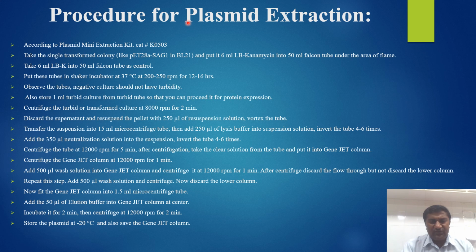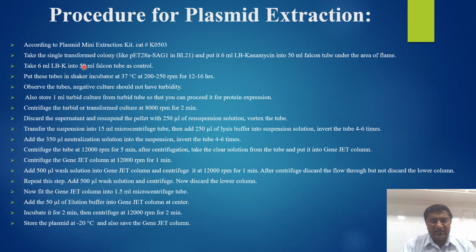So what is the procedure for the plasmid extraction? According to the plasmid mini extraction kit, catalog number 0503, take a single transformed colony, like pET28a SAG1 in BL21, and put it into 6 ml LB kanamycin broth in a 50 ml Falcon tube under the area of flame. Take 6 ml LB-kanamycin in a 50 ml Falcon tube as a control.